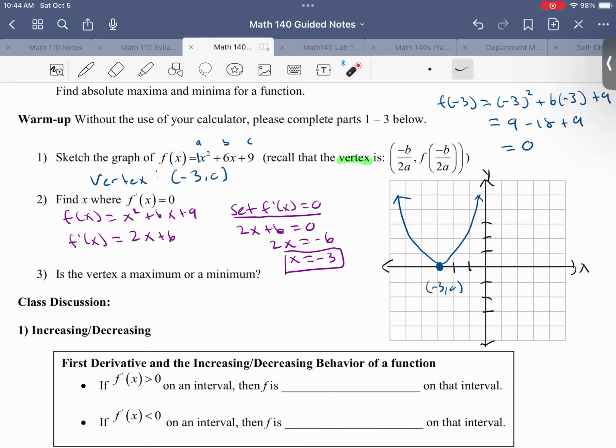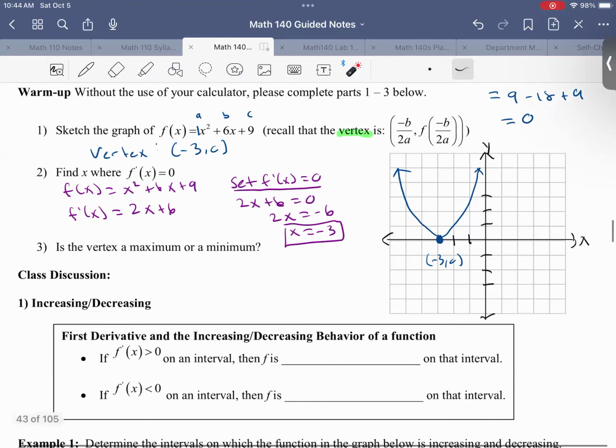Okay, so let's look at that. When I set the derivative equal to 0 and solve, I get the same exact thing as our vertex, our minimum, right? So that's kind of strange, right? So let's go ahead and look at number 3. Is the vertex a max or minimum? Maybe I just kind of hinted that already, but since negative 3 is at the bottom, it's the absolute smallest this function can be. This is going to be a minimum. And also the way you could think about this is we're going down here, so we're decreasing, and we're going up here, increasing.